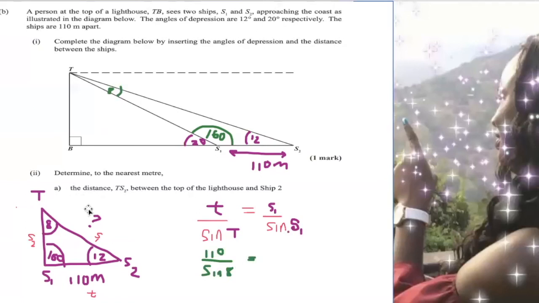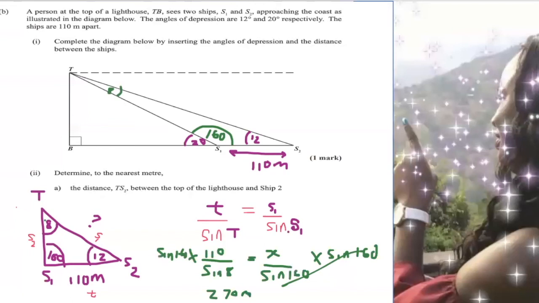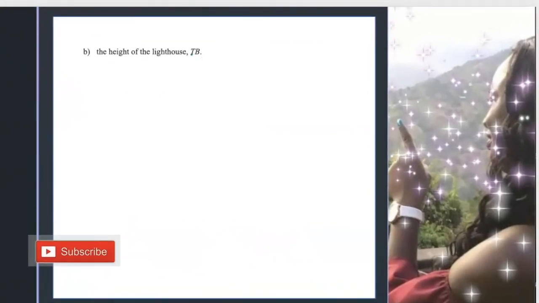is equal to S1, this is the side that we're trying to find. So I am just going to label it as x. And then sine S1, that's the angle S1, is 160. So I have sine 160. So what we're going to do is just make x the subject. You multiply both sides by sine 160. This cancels, and then you calculate sine 160 times 110 divided by sine 8, and you should be getting 270 meters, which represents the length of TS1. So it's 270 meters.